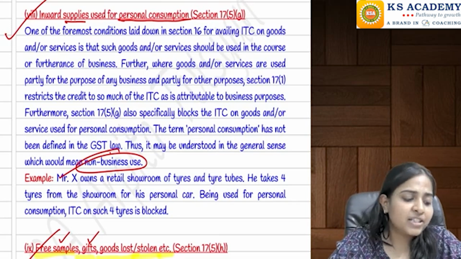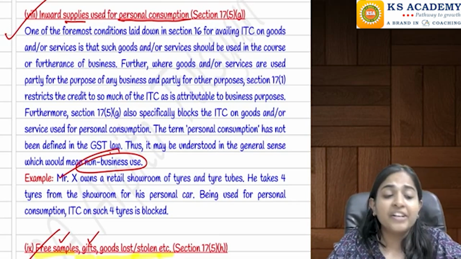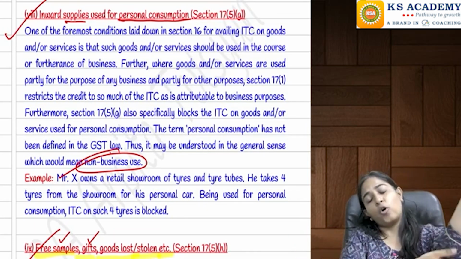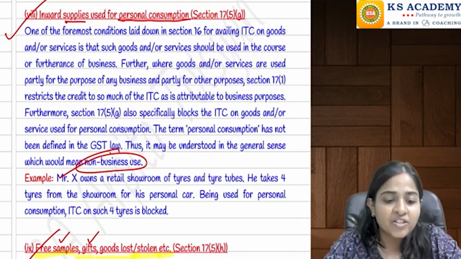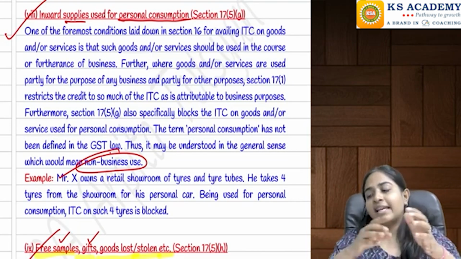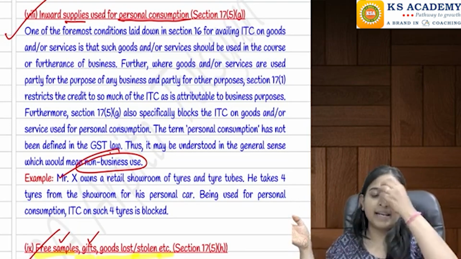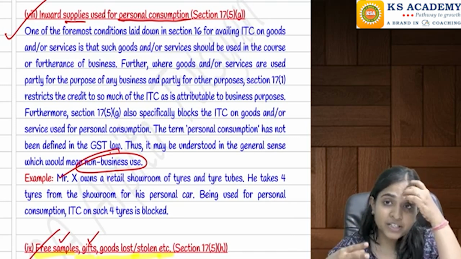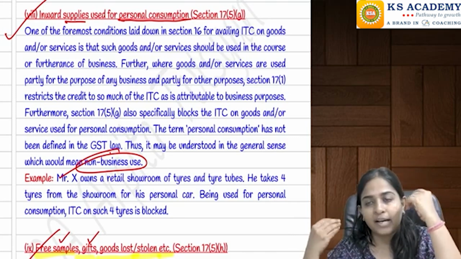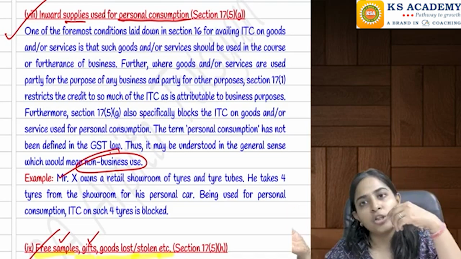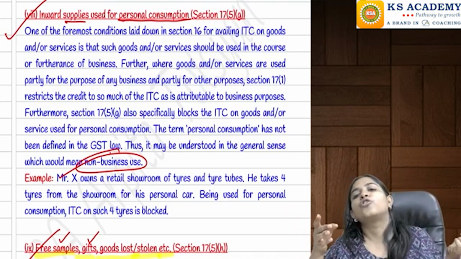And then the next point is about free samples given, gifts given, any goods which are lost, stolen, or destroyed. Whenever this happens, there will be no outward supply. Let's say I purchased some goods and those goods got stolen or lost. Then you cannot sell it, and if you cannot sell it, there will be no GST on the outward supply. So its ITC should be reversed.